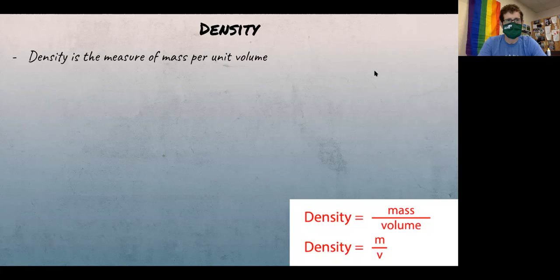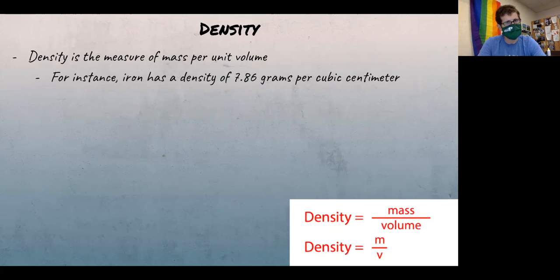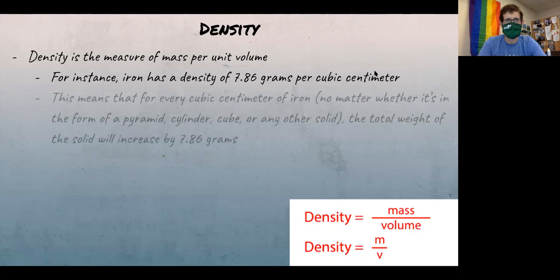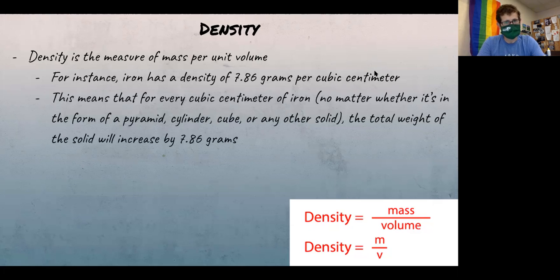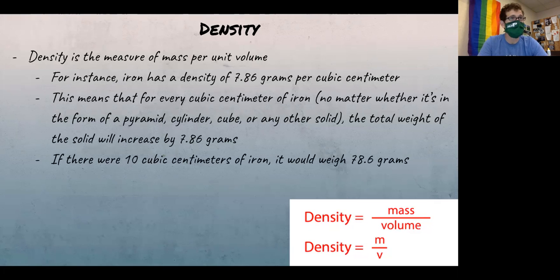As a reminder of what density is, it's the measure of mass per unit volume. If we look at iron, it has a density of 7.86 grams per cubic centimeter. So if I gave you 1 cubic centimeter of iron, it would weigh 7.86 grams. If I gave you 10 cubic centimeters of it, it would weigh 78.6, which is just 7.86 times 10. So there's a direct relationship between the density, the volume, and the mass.